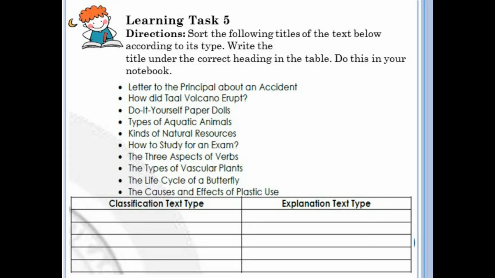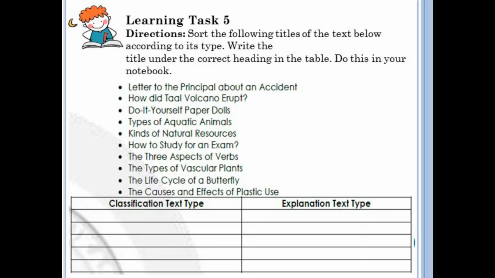Okay, so these are the following titles. Letter to the principal about an accident. How did the volcano erupt? Do it yourself paper dolls. Types of aquatic animals. Kinds of natural resources. How to study for an exam. The 3 aspects of birds. The types of vascular plants. The life cycle of a butterfly, the causes and effect of plastic use. So we have 2 columns, classification text type and explanation text type.